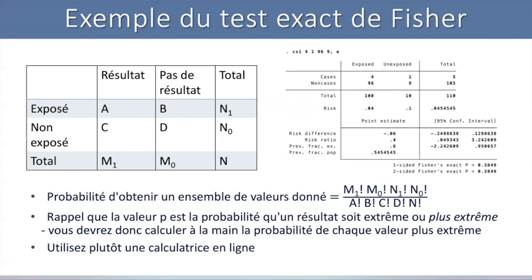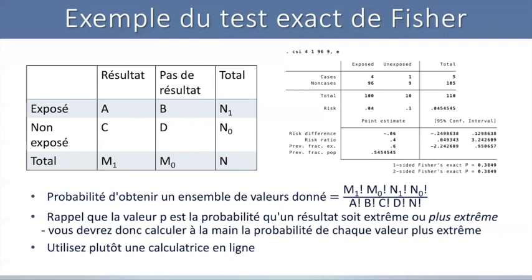However, you would really never do this. The probability of obtaining a certain set of values is shown here. Remember that a p-value is a probability that a result as extreme or more extreme than the one you observed would occur due to random chance alone. This just gives you the probability for a single kind of table, a single set of numbers. So this means you have to calculate the probability that every table that's as or more extreme as the one you observed would occur, and then add them up all together. And nobody wants to do that. So instead we use a computer.